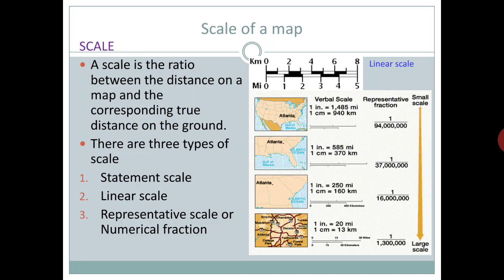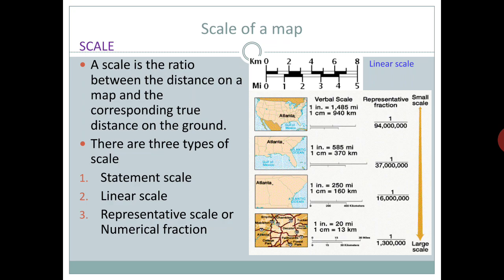Maps use scale to show a particular distance on the ground. For example, 1 unit on a map can show 100 units on the ground. That means if it is 100 meters on the ground, in a map we can take it as 1 centimeter. So 1 centimeter equals 100 meters. This is the scale. How to show scale I will tell you, but you just remember, in a proportion it is shown on a map.